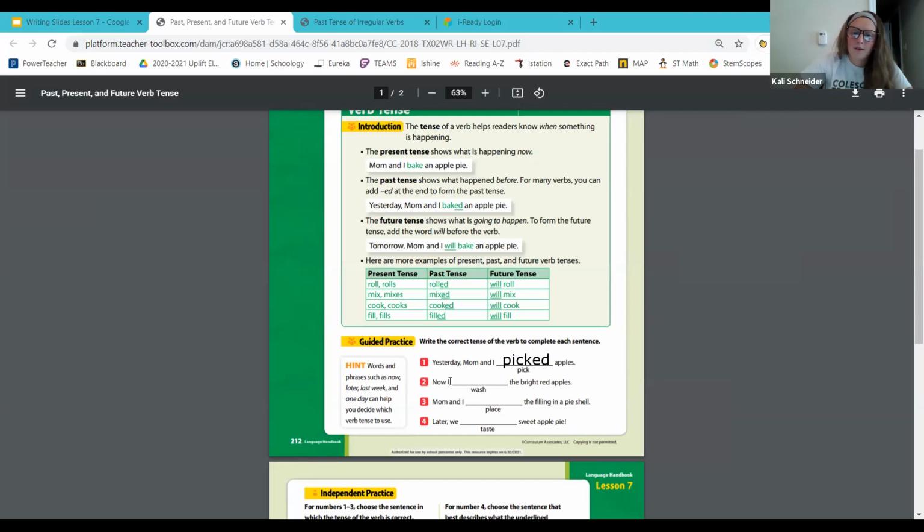All right, number 2. Now I blank the bright red apples. Now, meaning right now. Now I wash the bright red apples.